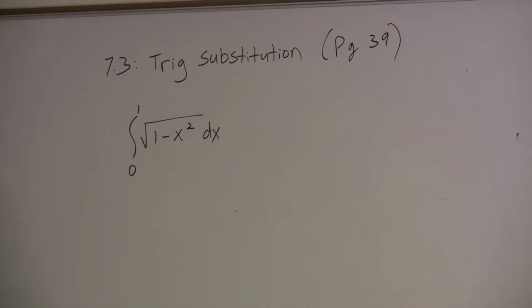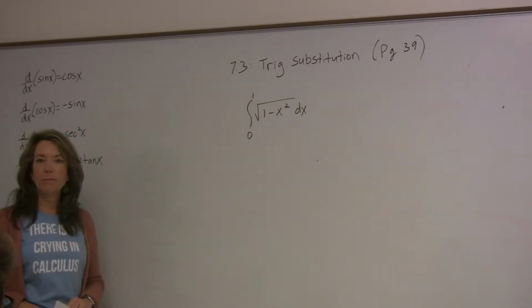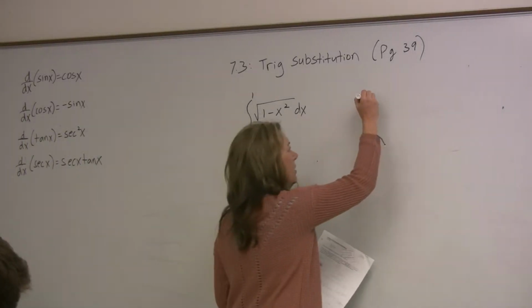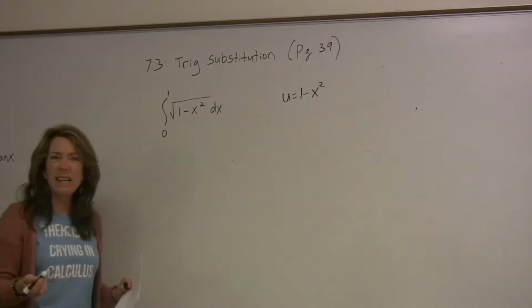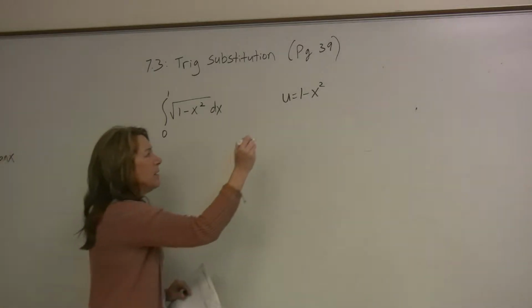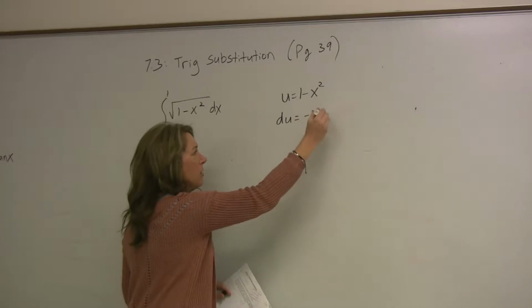Okay, let me ask another question. If you were going to try u substitution, what might you try for your u? 1 minus x squared. Probably the 1 minus x squared. Let's just go ahead and try it if we don't know. Everyone agree? Yeah. That's the inside. We would try u equals 1 minus x squared. And then du would be negative 2x dx.